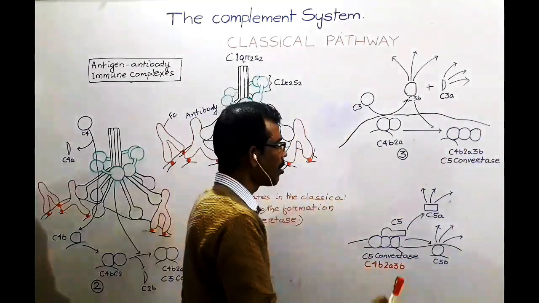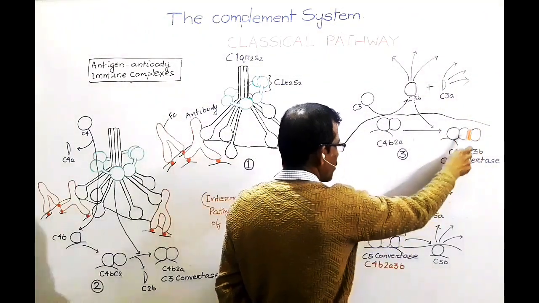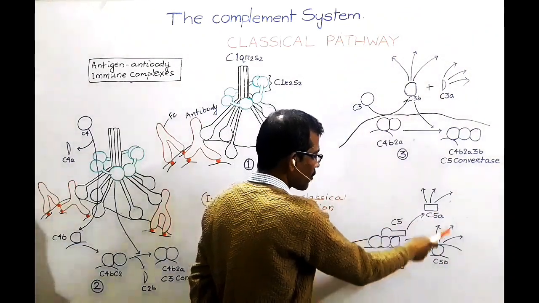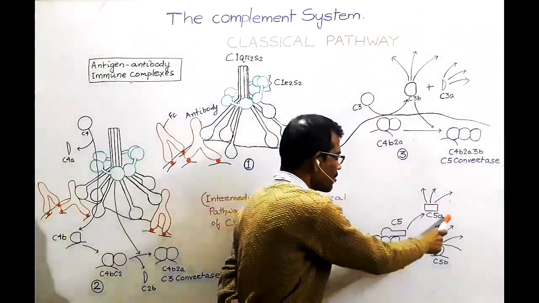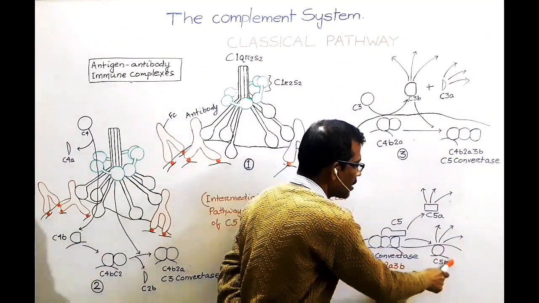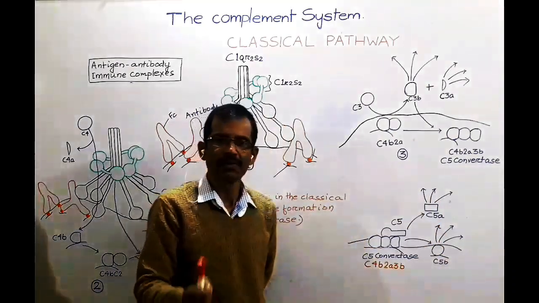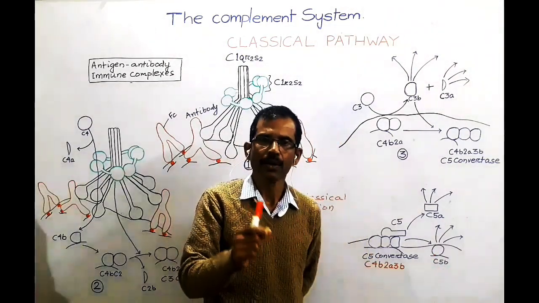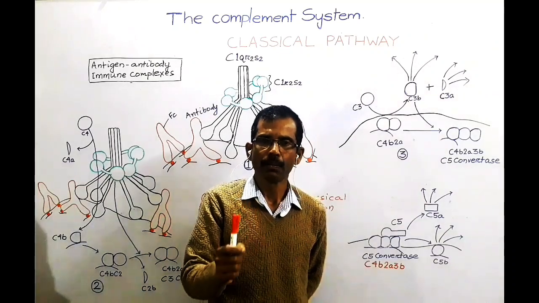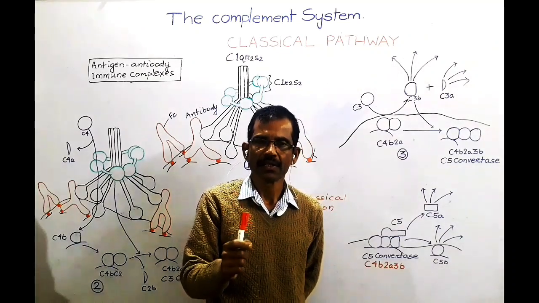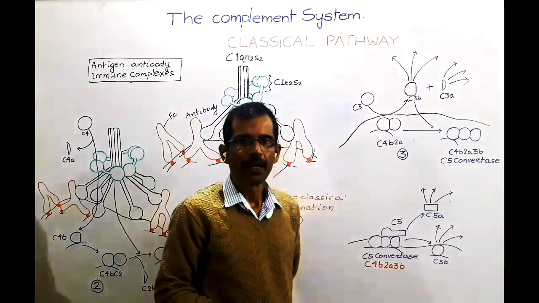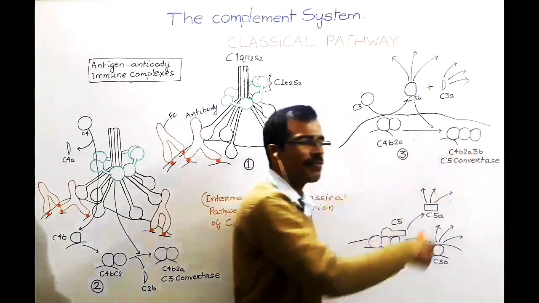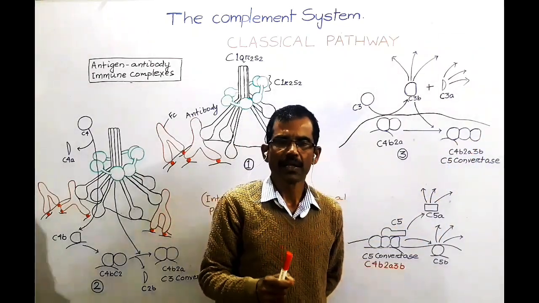The function of C5 convertase complex is to cleave C5 component generating two fragments. Smaller fragment is C5a and the larger fragment is C5b. As you will see, C5b forms membrane attack complex along with other complement components such as C6, 7, 8 and 9. Therefore, C4b2a3b is the C5 convertase of the classical complement pathway.